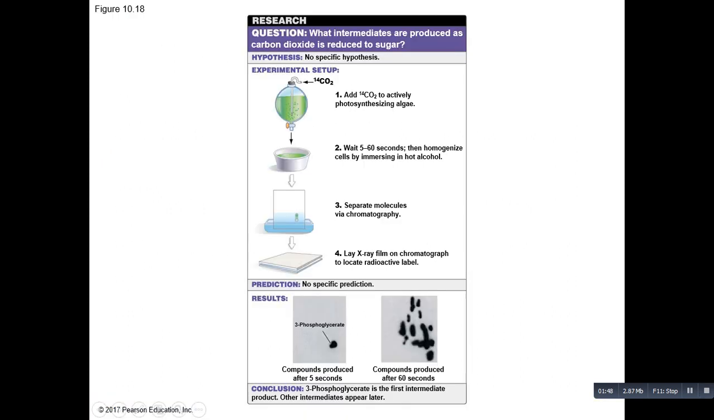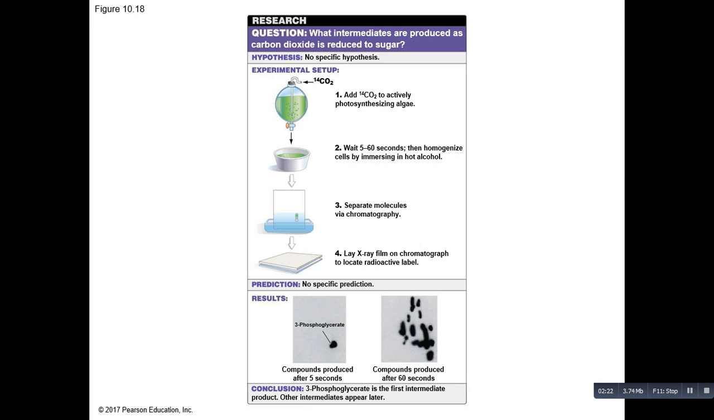Okay, so when they were looking at how all of this happens, when they were looking at the Calvin cycle, they wanted to know what intermediates are reduced. Carbon dioxide is reduced to sugar. Now remember, glycolysis had 10 steps in it. So we're basically working backwards to glycolysis in some degrees. So there's going to be some intermediates between carbon dioxide and our carbohydrate or our sugar.